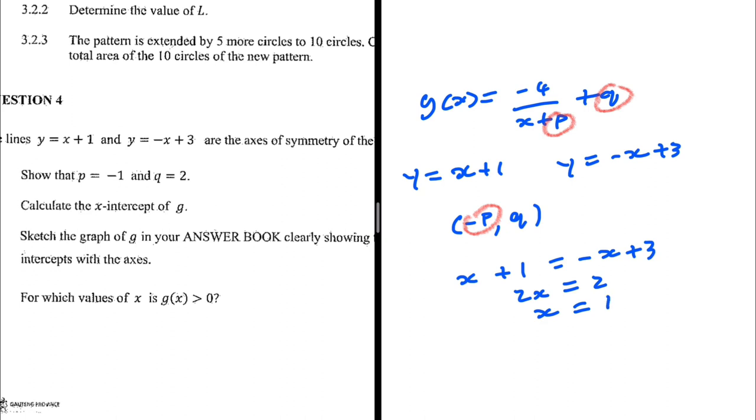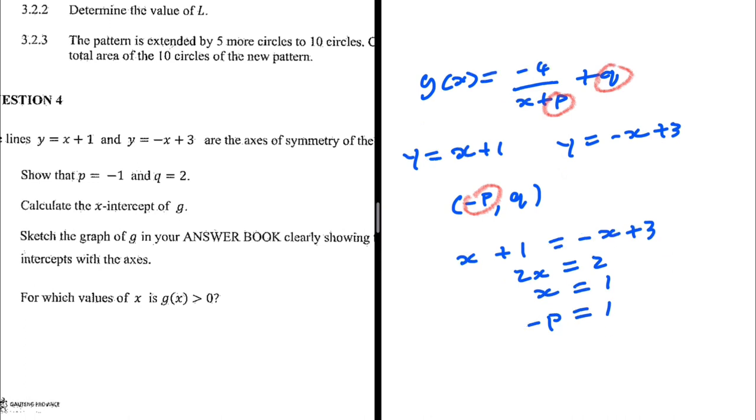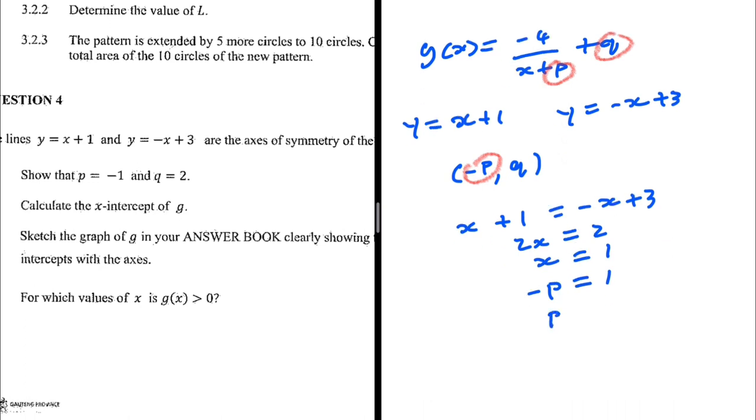But what are we saying? We are saying that at minus p, that's where these two lines touch. So let's take a look. We're going to have minus p equal to 1, because when x is equal to minus p, that's where they touch. So clearly, p should be equal to minus 1. So there we go. We have the value of p.